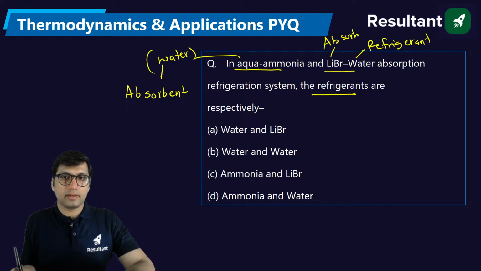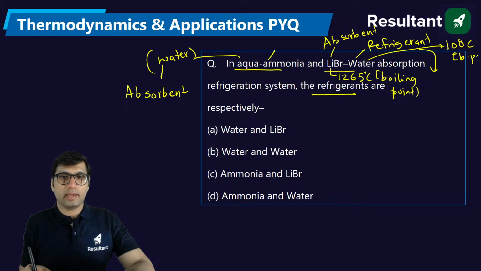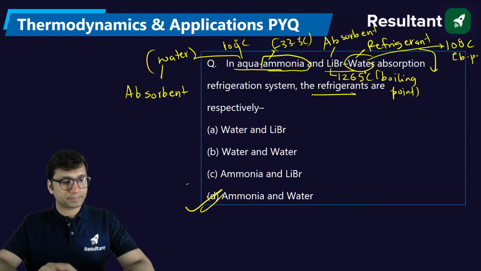The concept is that the refrigerant should have a low boiling point. Lithium bromide has a boiling point of 1265 degrees Celsius, while water has a boiling point at normal pressure of 100 degrees Celsius. In case of ammonia, the boiling point is minus 33.3 degrees Celsius. So the main criteria for selecting the refrigerant: ammonia will be the refrigerant here and water will be the refrigerant here. So the answer will be ammonia and water.